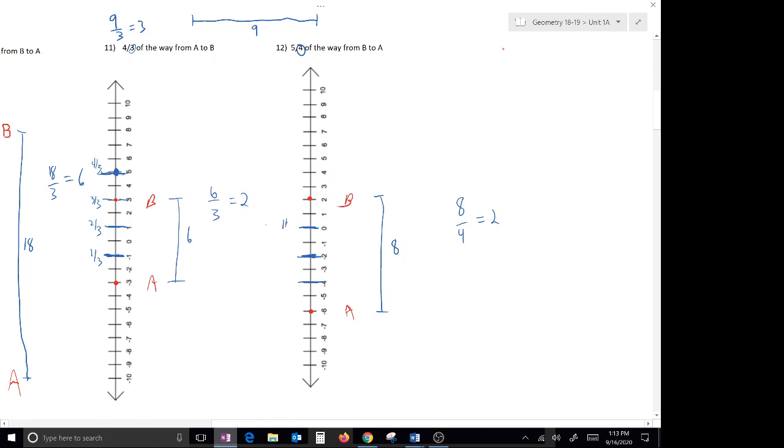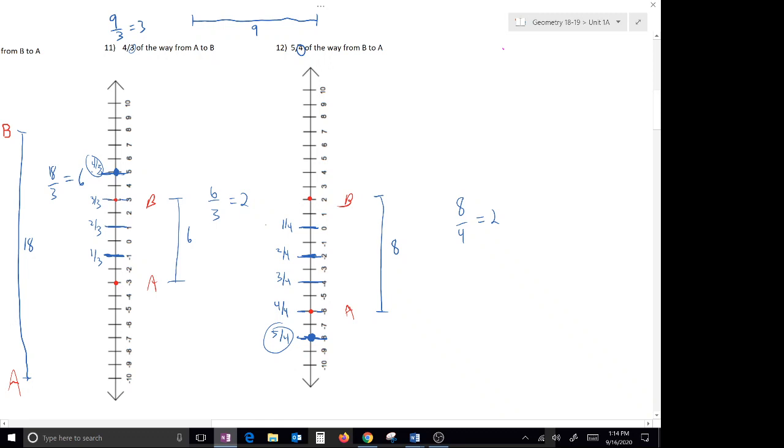So this is 1/4, 2/4, 3/4. At 6, that would be 4/4. We want to keep going all the way down here to 5/4. So our point would actually be at -8. That would be our answer.